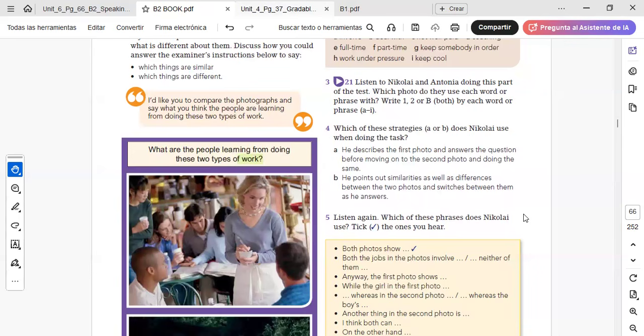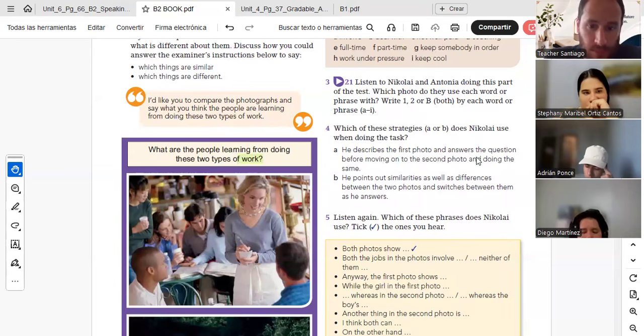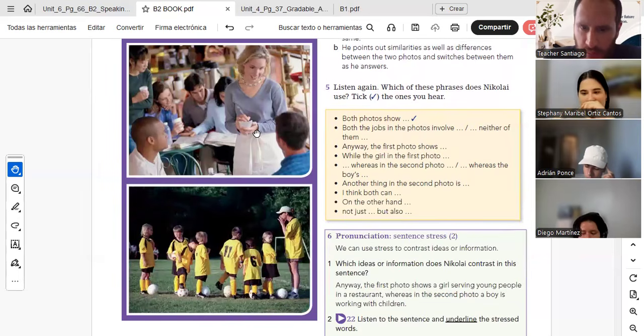I think both can learn a lot from these jobs. The girl can learn how to keep customers happy, while the boy has to keep children in order. The girl has to learn to work efficiently under pressure. On the other hand, the boy has to learn to keep cool. He'll probably learn not just to deal with children, but also their parents.